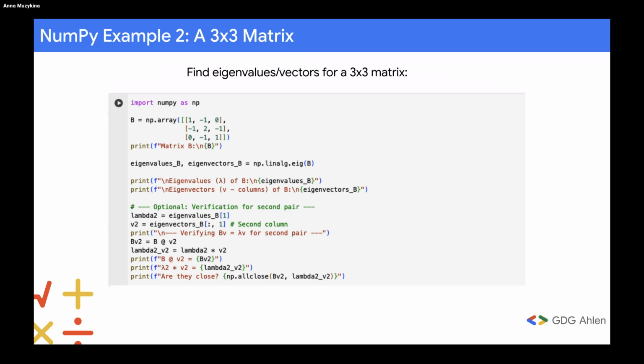Just to show it works consistently, the code includes an optional verification step. This is done for the second eigenvalue, where lambda equals 1, and its corresponding eigenvector, the second column. We calculate B at V second and lambda 2 times V second.